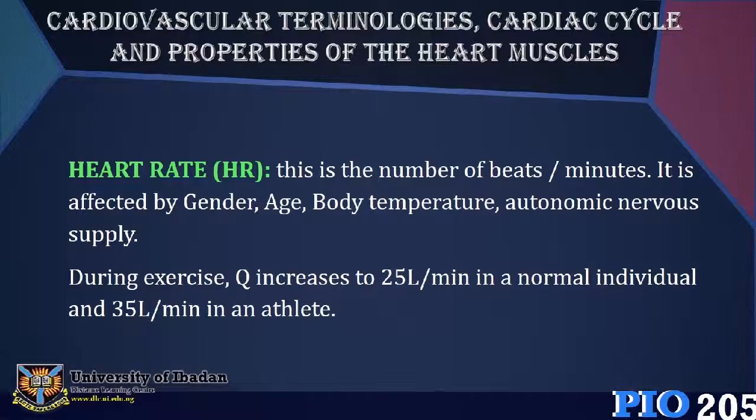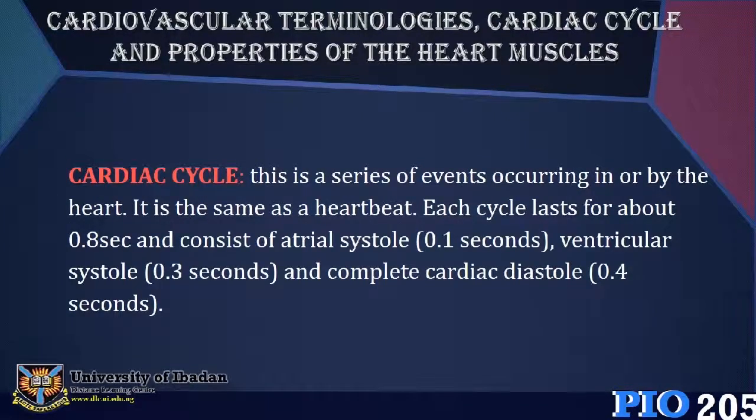Heart rate, HR. This is the number of beats per minute. It is affected by gender, age, body temperature, autonomic nervous supply. During exercise, Q increases to 25 liters per minute in a normal individual and 35 liters per minute in an athlete. Cardiac cycle. This is a series of events occurring in or by the heart. It is the same as a heartbeat.